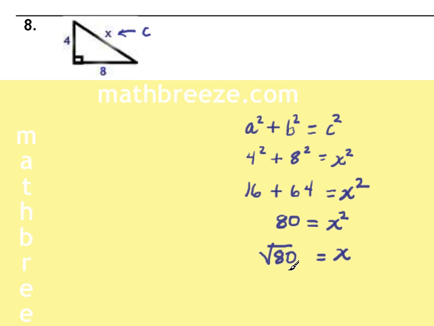Now we should simplify this if it can be simplified. So in this case, square root of 80 can be simplified. We can factor that as the square root of 16 times the square root of 5. And square root of 16 is equal to 4. So x is equal to, in simplified form, 4 square root 5.